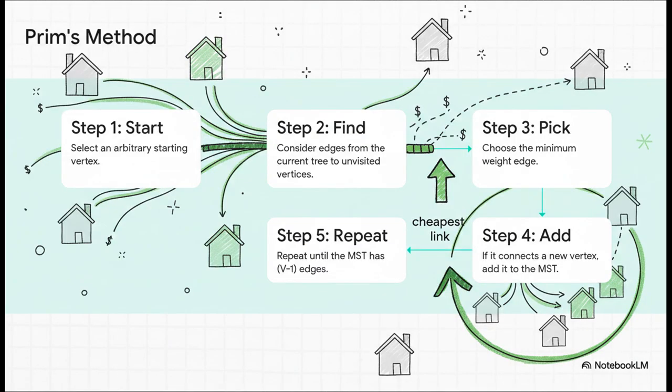The process itself is beautifully simple, seriously. You just pick any house to start, doesn't matter which one. Then, you look at all the connections from your little starting network to a house that isn't connected yet. You pick the absolute cheapest one. Bam. Add it. Now your network is just a tiny bit bigger, and you just repeat. You just keep making that simple, greedy choice. Find the next cheapest link over and over until every single house is on the grid.